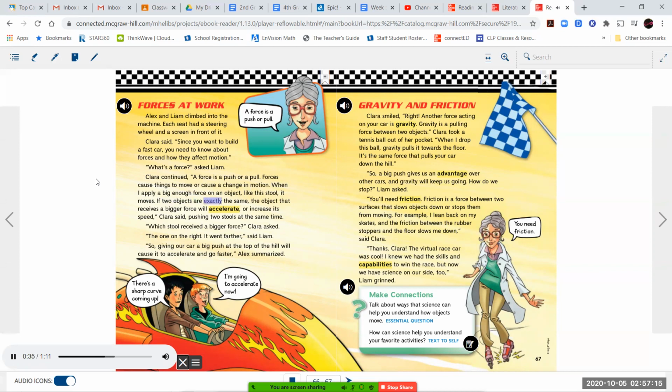"If two objects are exactly the same, the object that receives a bigger force will accelerate, or increase its speed," Clara said, pushing two stools at the same time. "Which stool received a bigger force?" Clara asked. "The one on the right. It went farther," said Liam. "So, giving our car a big push at the top of the hill will cause it to accelerate and go faster," Alex summarized. "A force is a push or pull. There's a sharp curve coming up. I'm going to accelerate now."